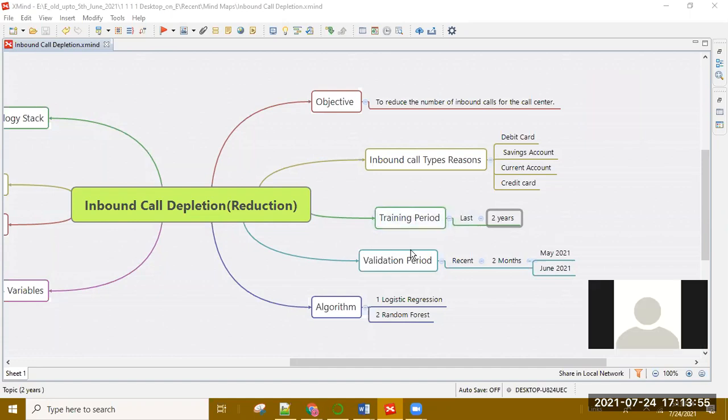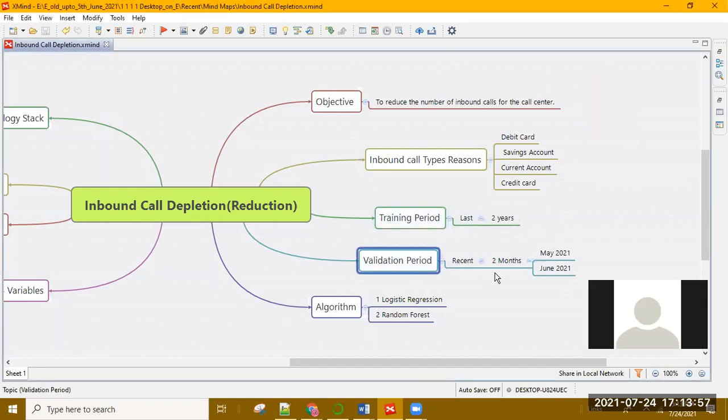Okay, so here validation period is there. As I explained in the previous project, usually it will be the latest 2 months. Now we are in July, so till June only data will be available for the bank. June data is there, May data is there. These 2 most recent months of data we will take for validation purposes. For training, you can use either the last 2 years or 1 year.